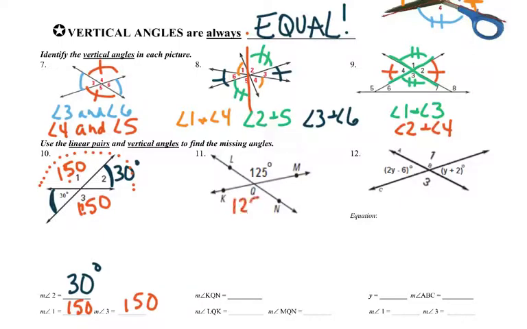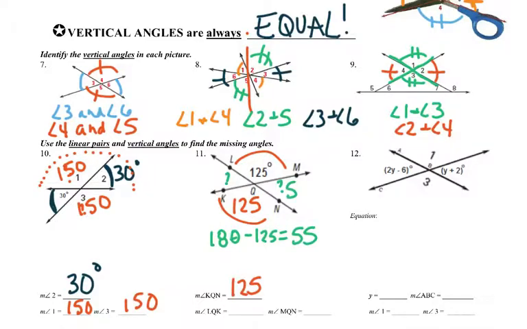So for example here, 125 is going to match the 125. Sometimes I say across the street. It looks like kind of across the street. And then how many degrees for these two angles? 180 minus 125 is equal to 55. So these two angles are 55 degrees. 55, 55.